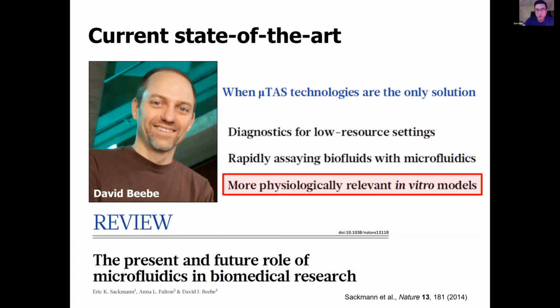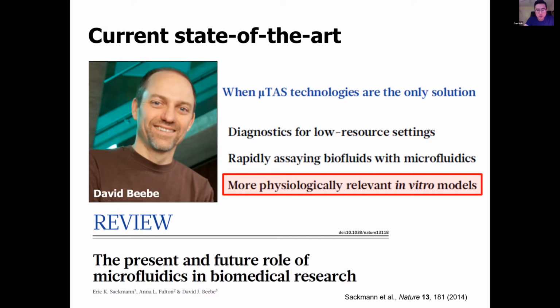My goal today is to give you a flavor of what's happening in microfluidics today. To achieve that goal, I'd like to talk about the work going on in my lab that falls under this category: more physiologically relevant in vitro models. Microfluidics technology has played a crucial role in developing these more physiological in vitro model systems for biomedical research. That's what I plan to focus on in the next section of my talk.